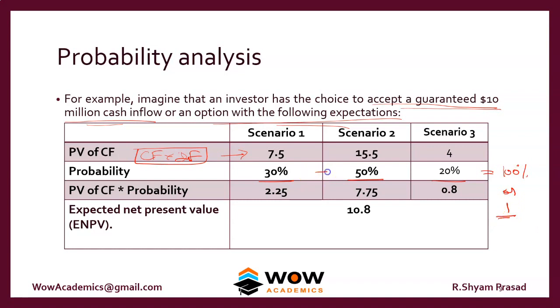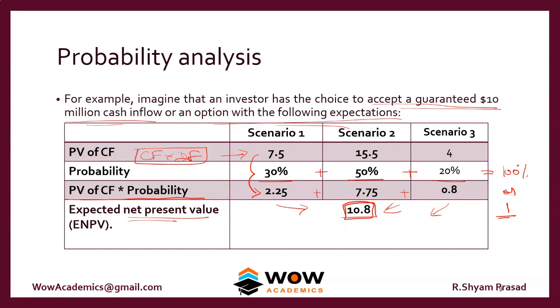Okay, when you add all the probabilities together you have to get 100 or 1. So now what we do is we have to get the probable cash flow that we'll get. So multiply the cash flow into the probability, you will get the present value of cash flow into probability. Do the same thing for all the scenarios. Now add all these numbers and put them together, you will get 10.8. Okay, so the expected net present value is 10.8.